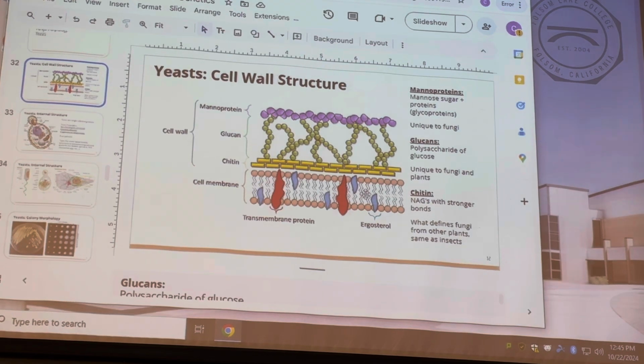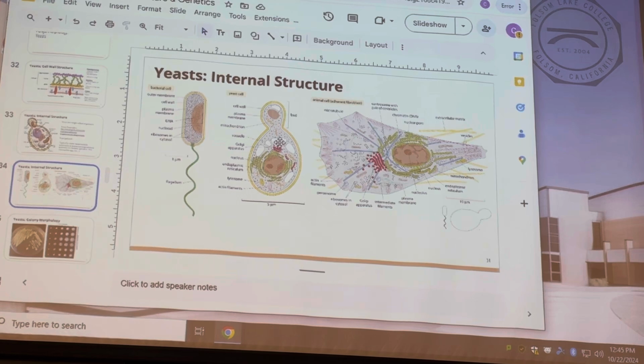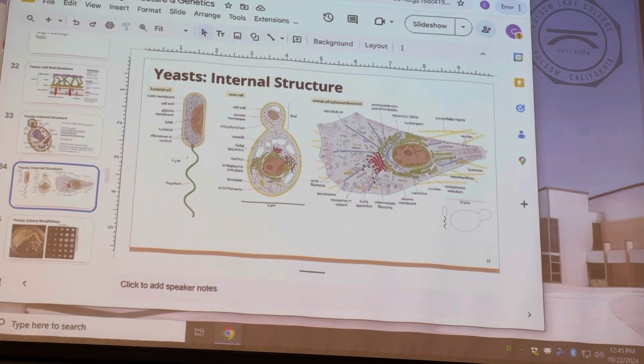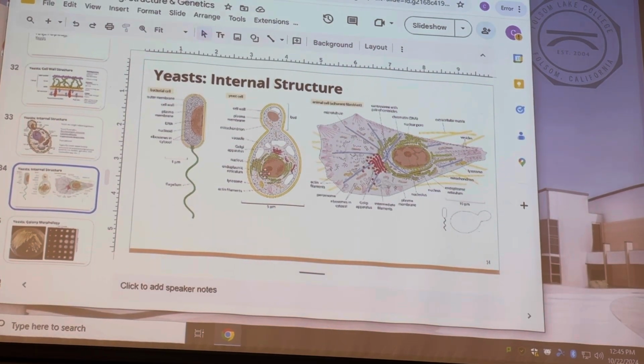This is their inner cytoplasmic membrane. Here's the chitin, glucans, mannoproteins. Here are the internal structures of a yeast. This is when they're budding and asexually reproducing. Here's the nucleus, nucleolus, the vacuoles, mitochondria, rough endoplasmic reticulum, smooth endoplasmic reticulum. All these polka dots are ribosomes. So same as an animal cell, but we focus on yeast and molds.